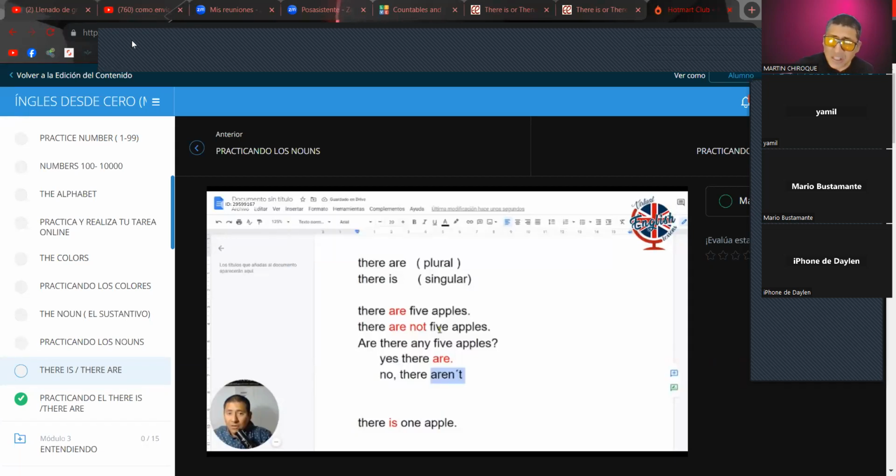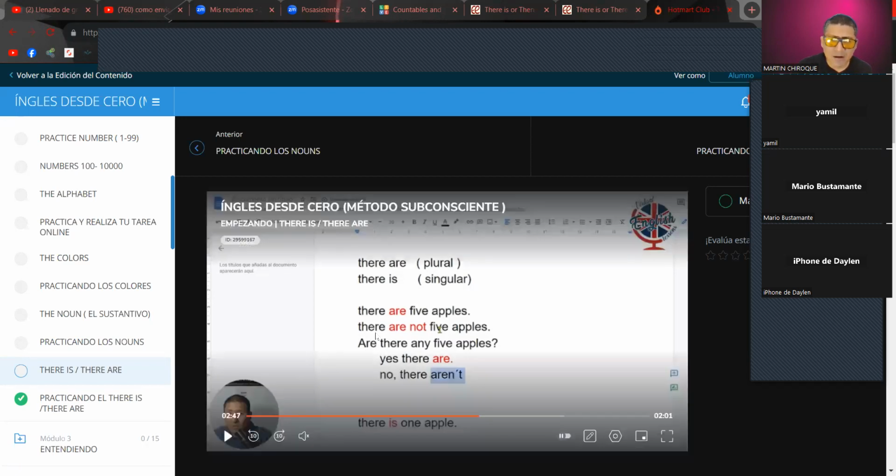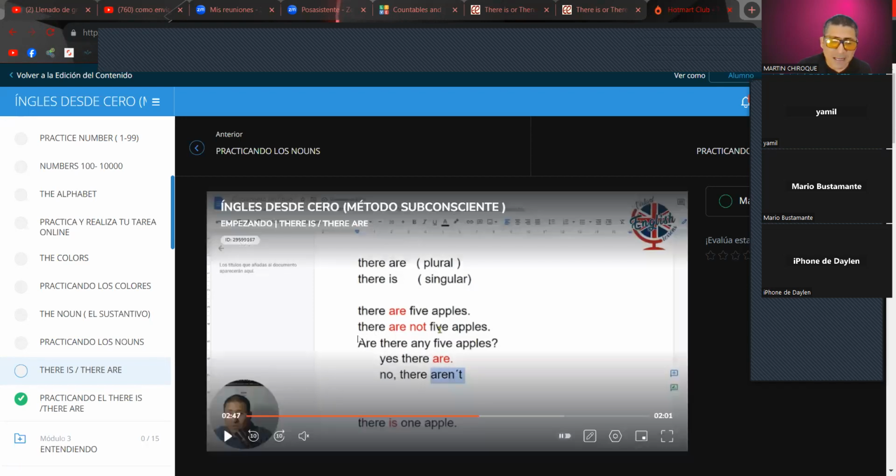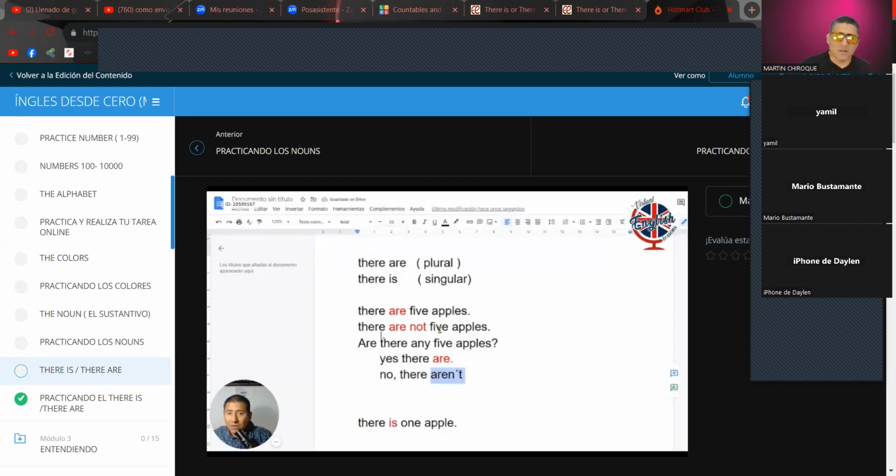What is the negative? You say in affirmative, there are 3 books in the office. The negative, Jamil, Mario, or Dylan? No, they are. No, no, no. La pregunta, que no hay. There are not. No. The negative form. There are not 3 books in the office.